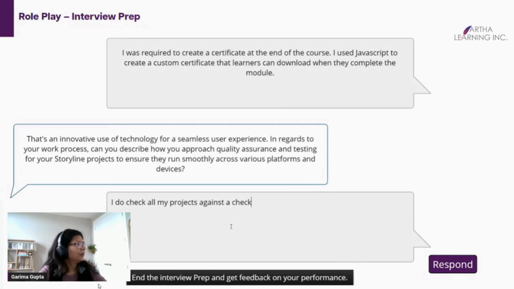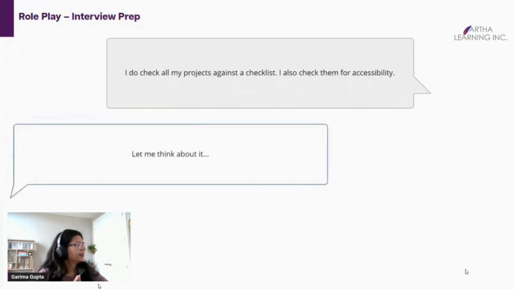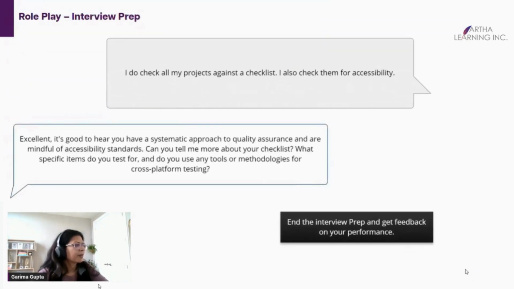And so you see, for the first couple of questions, I had my answers ready. But when I came here, the AI asked me a completely different question. And I was like, yeah, okay, I'm going to have to think about how I'm answering this. So it's asking me about how I approach quality assurance and testing for my Storyline projects. So I give it some answer. It responds to that, right?